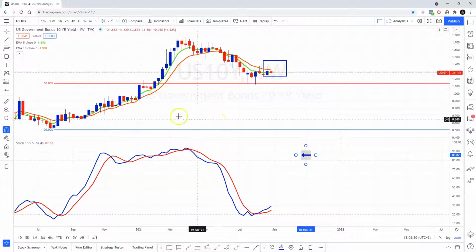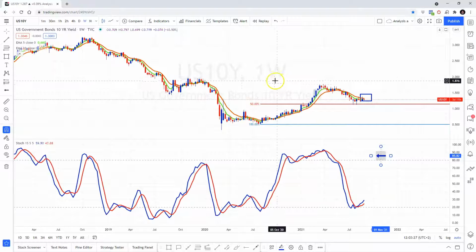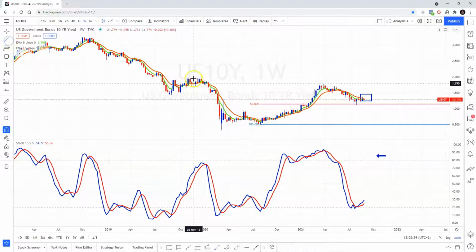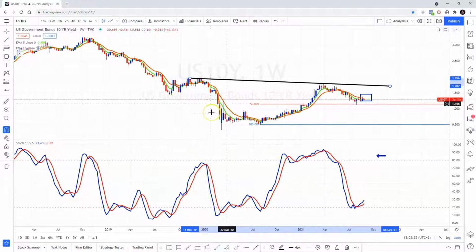Now another interesting technical pattern which seems to be taking place is, if we zoom out, you can see that there is a potential inverse head and shoulders. You guys see that? So here's the left shoulder, here's the head, here's the right shoulder, and typically head and shoulders are reflective of trend changes.